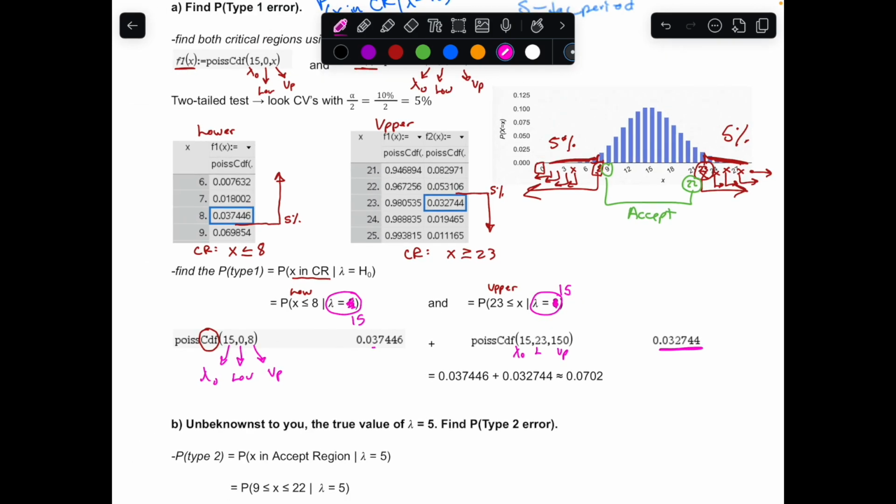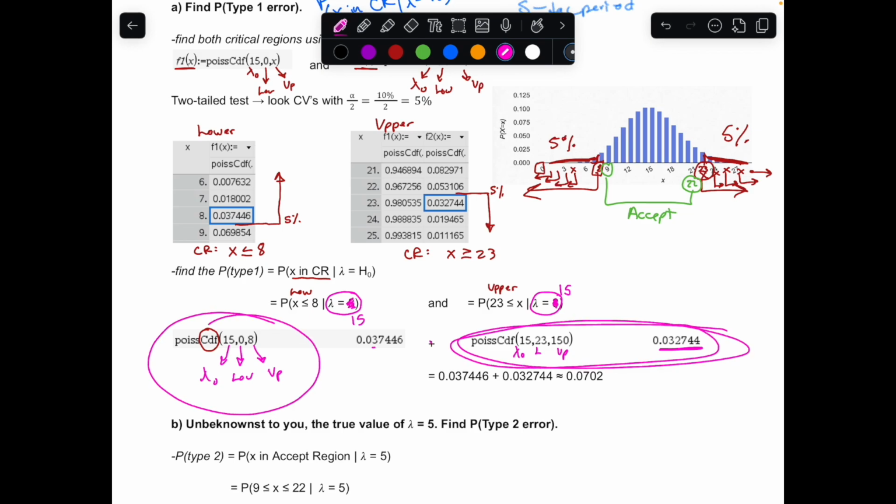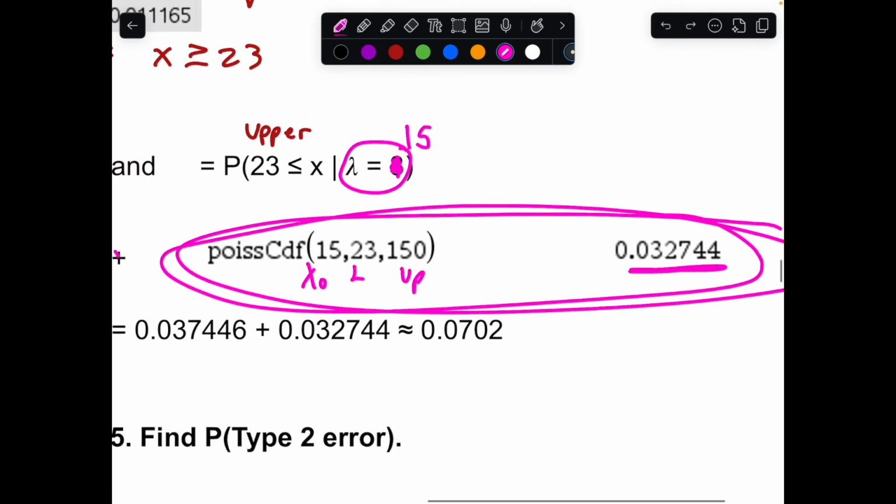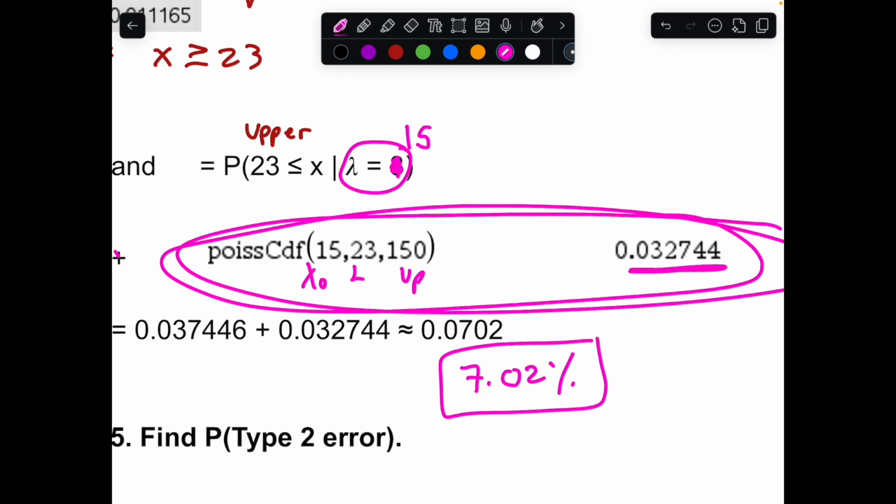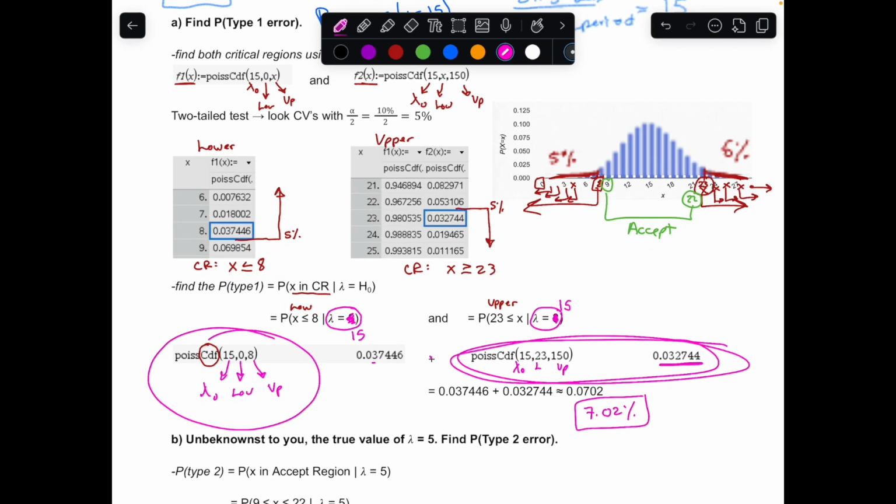Since there are two regions, we actually want to add them together, because if you just think about probabilities, we could be in this region or this region, and or means add up. So we add those up, and so the probability of a type 1 error is going to be about 7.02%. Now, if you want to reduce the probability of a type 1 error, you need to use a smaller alpha.